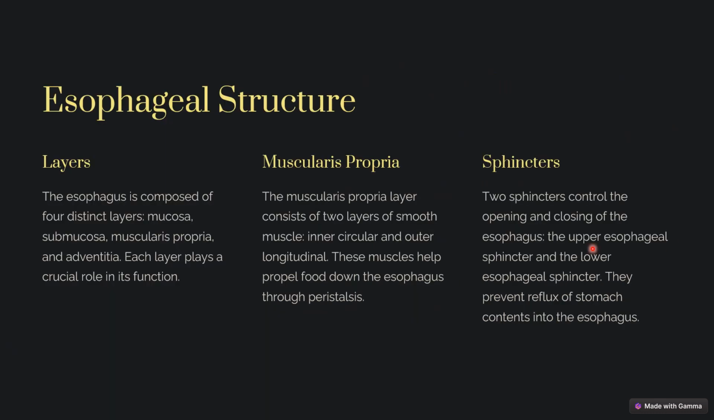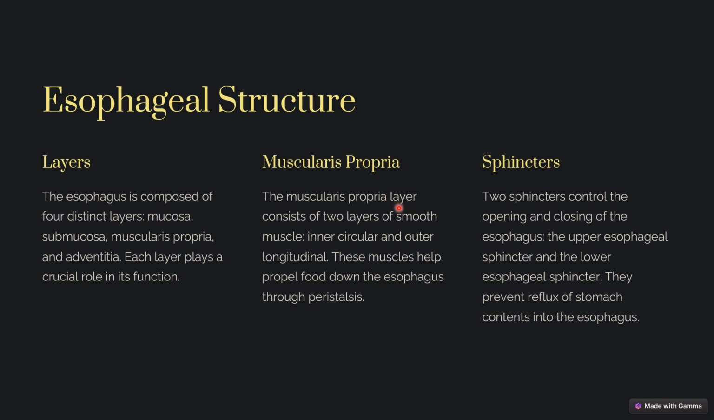Okay, so first we'll see the layer structure. The esophagus is composed of four distinct layers: mucosa, submucosa, muscularis propria, and adventitia. Each layer plays a very crucial role in its function. So we'll see the muscularis propria. The muscularis propria layer consists of two layers of smooth muscle, the inner lining is circular and the outer is longitudinal. These muscles help propel food downward from the esophagus through peristalsis.